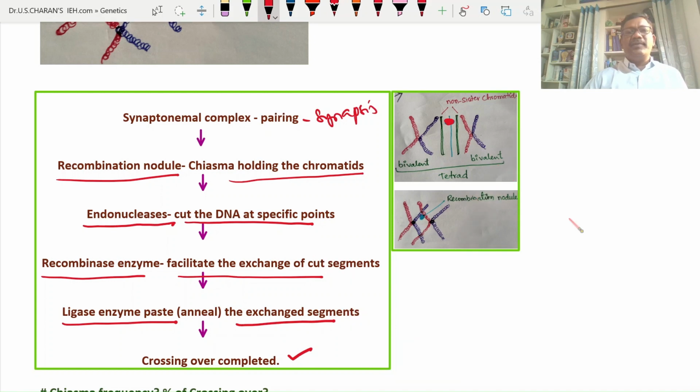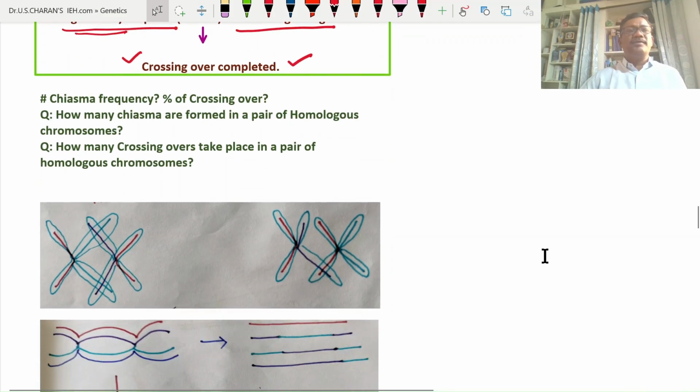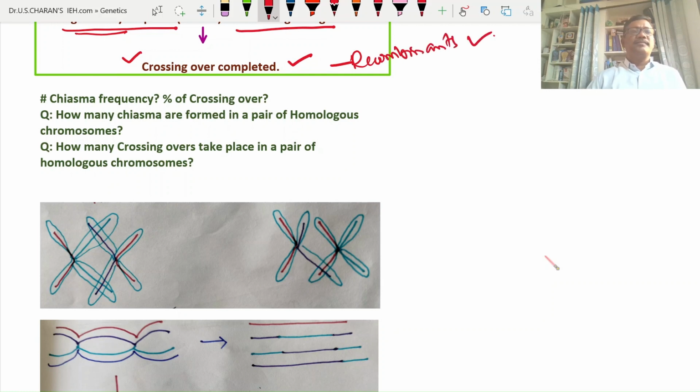Means synaptonemal complex proteins are pairing the homologous chromosomes. Then after doubling the chromosomes, the recombinant nodule can produce enzymes. Endonuclease is cutting, recombinase enzyme is exchanging the segment, ligase enzyme is re-annealing or pasting the chromosomes. Then the crossing over is completed. Now the recombinant chromosomes are produced. Means after completing the crossing over, recombinants are produced. Then some of the questions are also remaining there.